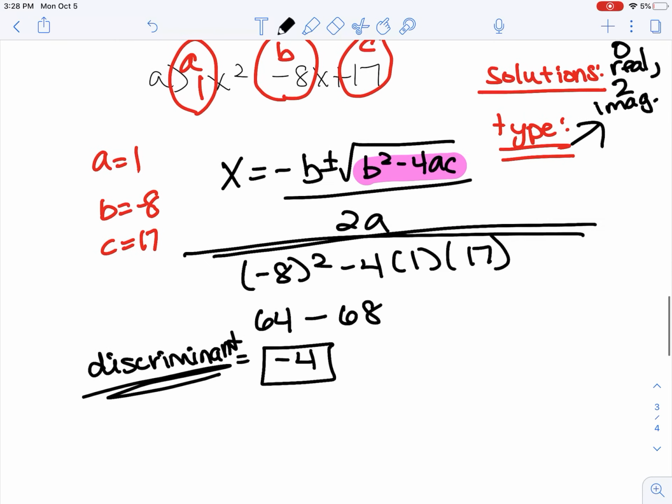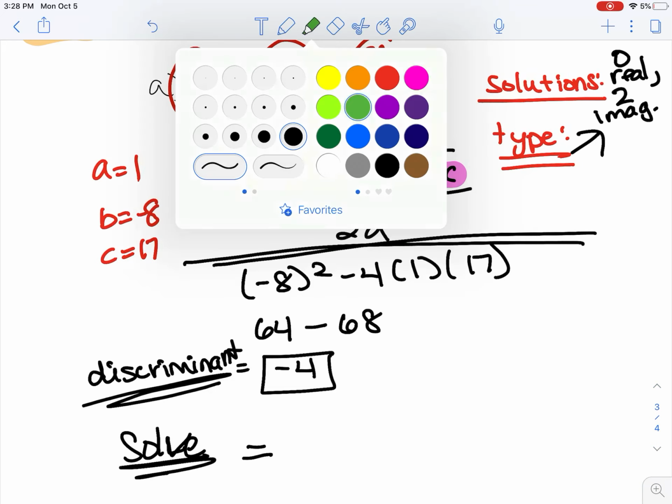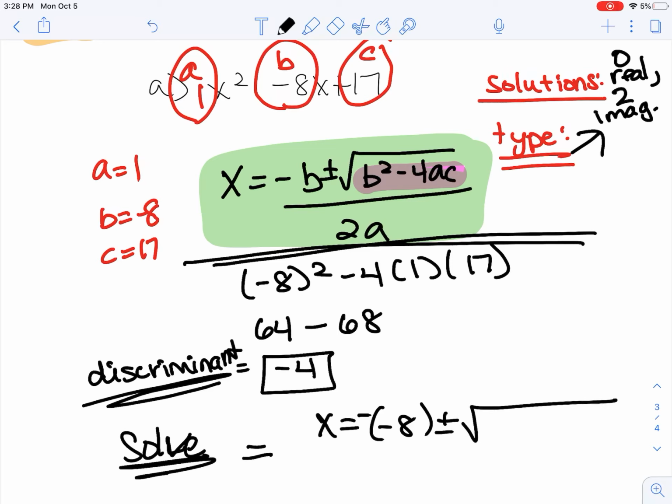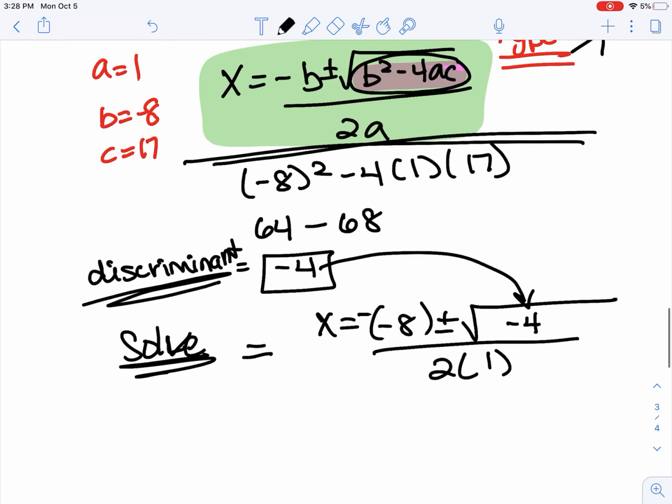And then the nice thing is, what if they asked you to solve this? If they asked you to solve it, what's cool is you've already done so much of the hard work. Remember, to solve it, we're going to go back to the quadratic equation here in green. And we would say, okay, x equals -b, which is -8. So we go -8 plus or minus the root of, well, if this is the discriminant right here, isn't the discriminant -4? So that's what I'm going to put right here because we just found the discriminant, all over 2 times a, which is 1. So once you found the discriminant, you can solve so easily.